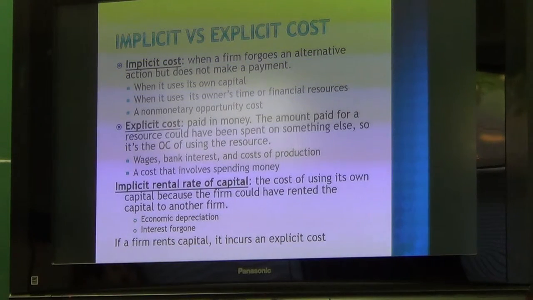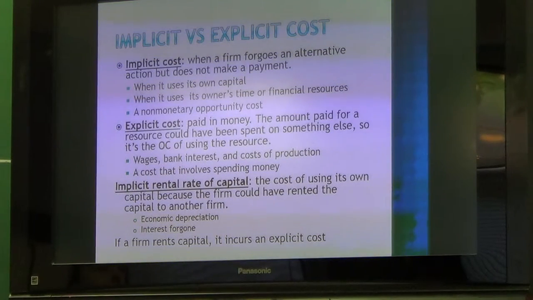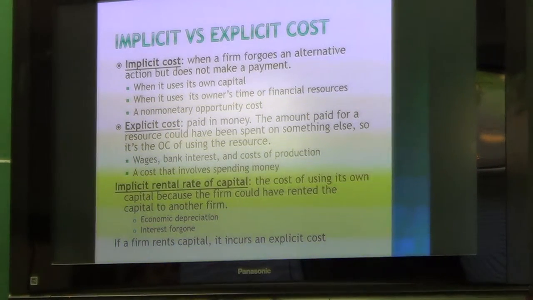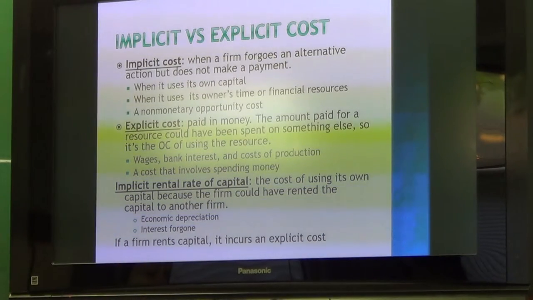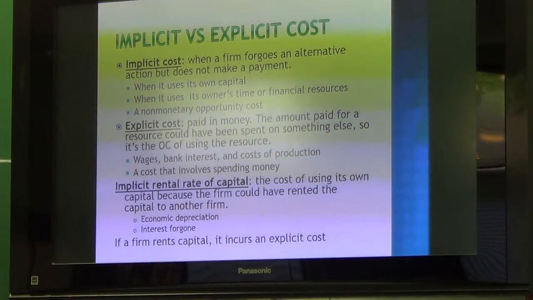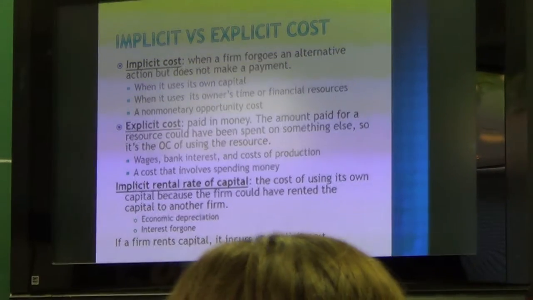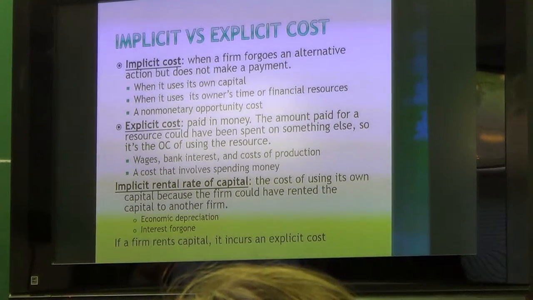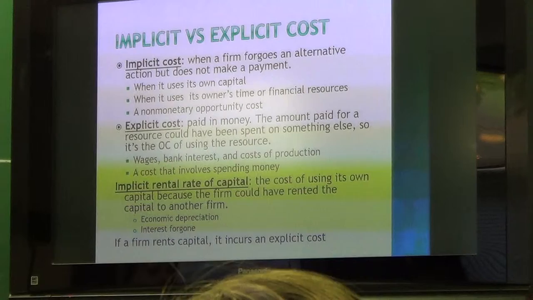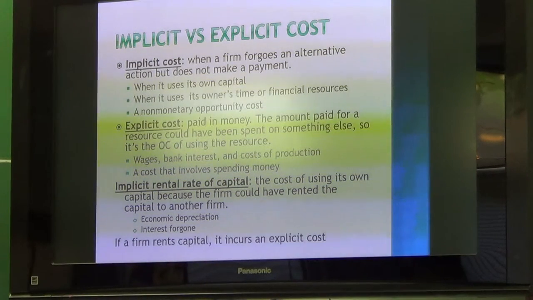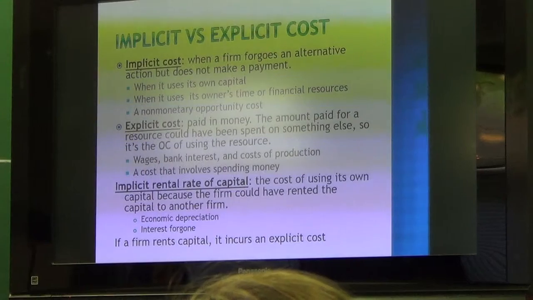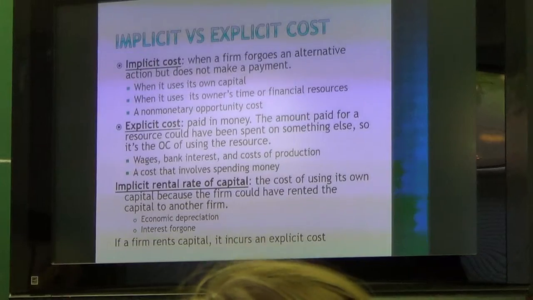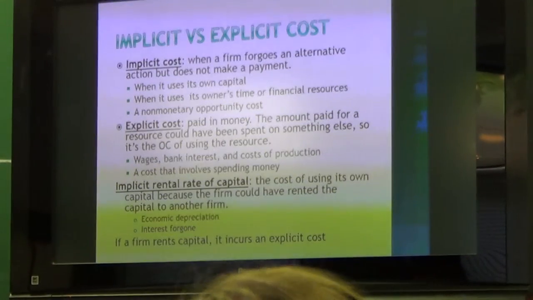And then an explicit cost is paid in money. So that's something you're actually paying for. So the amount paid for a resource could have been spent on something else. So it's the opportunity cost of using the resource. So instead of buying the wool machine, we could have done something else with the money we used to buy that machinery. So that would be the explicit cost. And then explicit costs are also the wages paid to workers, the bank interest, and the cost of production. So, kind of those expenses that we went over up here, so these would be your explicit costs.